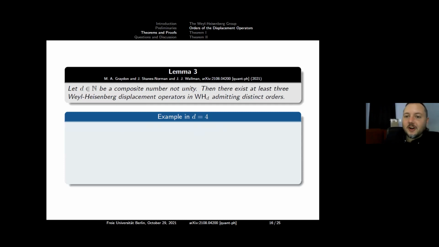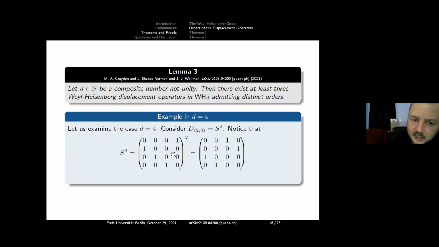So I'm going to show you a lemma that there are at least three orders amongst the Bell-Heisenberg displacement operators. There are actually more; I'll show you at the end. But I just need to know for the proof that there are three. Let's look at d equals 4. Consider the square of the shift operator. There's the shift operator in dimension 4, and there's its square. Everyone recognizes that matrix. Depending on your tensor product convention it could be the reverse, but that's X tensor the identity. So that's an order 2 unitary. So the shift has order 4, this guy has order 2, and the identity has order 1. So there are at least 3 orders.